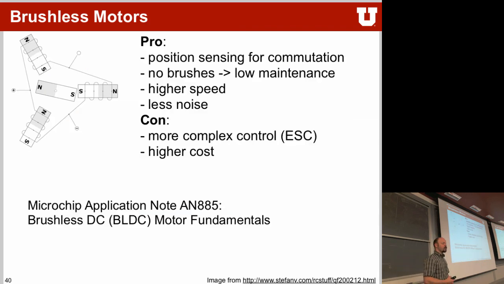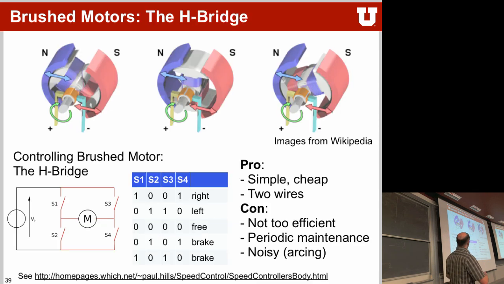Brushless motors don't have brushes. Brushes are the things up here that touch either the North Pole or the South Pole, and then when they flip around, the motor turns, but the parts are actually touching each other. That's where the maintenance comes from. They are actually getting used, and over time, the brushes themselves break, and you have to replace them.